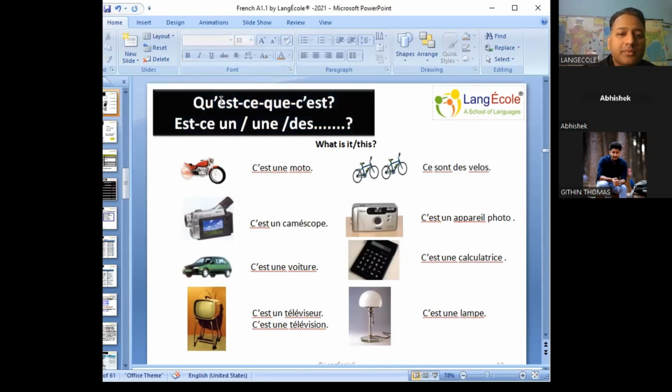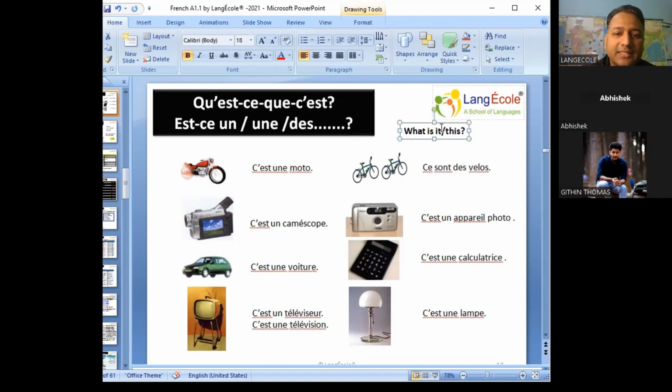And what does this mean? Que means what. Est, is. Ce, this, that, it is, or this is. What is this, that it is? Or what is this, that this is? So this is the full meaning, literally, if you translate it. Simply, if you interpret it, it means basically: what is this, or what is it? Okay, that is the meaning of the first sentence.